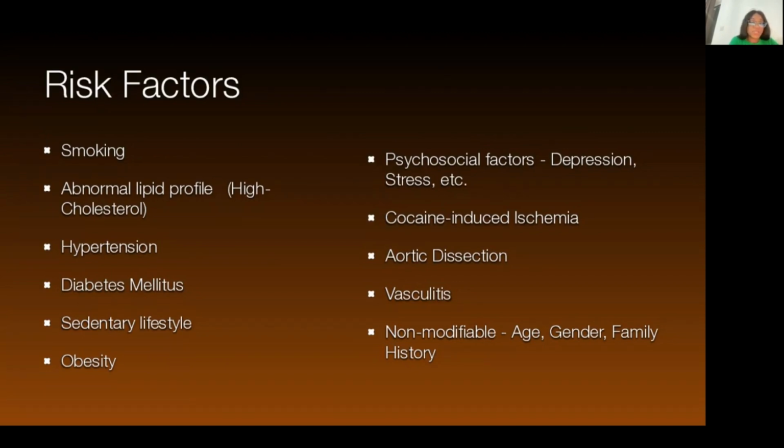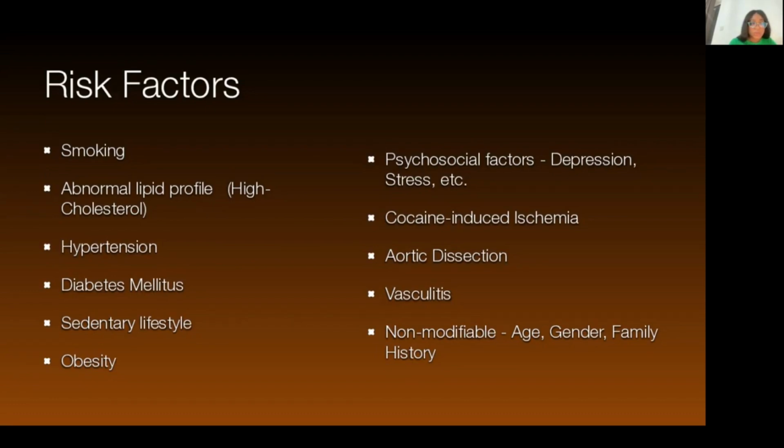So, risk factors associated with ACS. Smoking is one of the major risk factors, as it has a prothrombotic effect. Another major risk factor is abnormal lipid profile. We talked about the rupture of an atherosclerotic plaque, and one of the major components of atherosclerosis is high cholesterol deposits. Other risk factors are hypertension, diabetes, sedentary lifestyle, obesity, and cocaine-induced ischemia, which would cause the vasospastic angina that we referred to. Then you have non-modifiable risk factors like age, males over 45, and females.